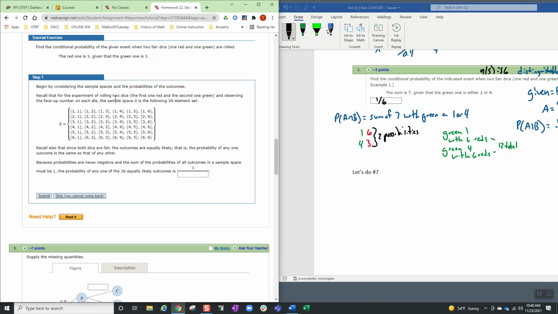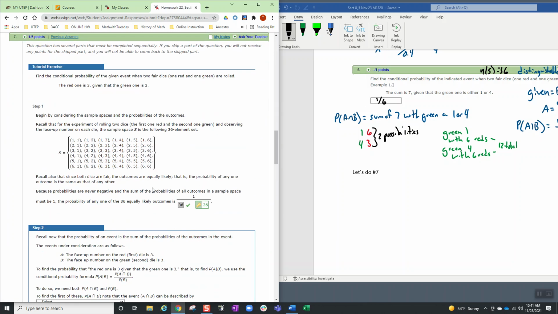Recall that for the experiment of rolling 2 die, there are 36 possible elements. Since both die are fair, all outcomes are equally likely. So because probabilities are never negative, and the sum of all probabilities of all outcomes in a sample space must be 1, the probability of any one of the 36 equally likely outcomes is 1 in 36, right? Any one of these has a 1 in 36 chance of happening.